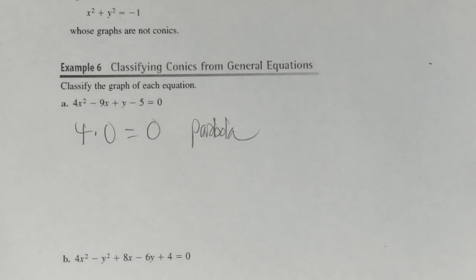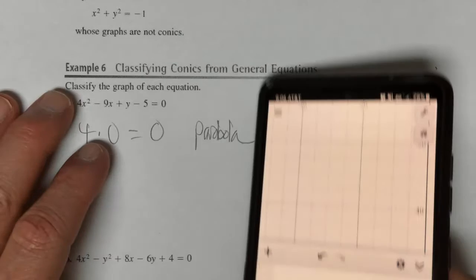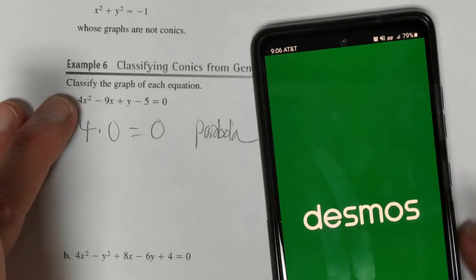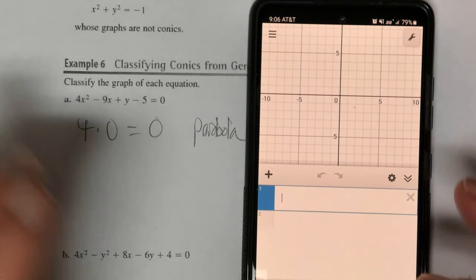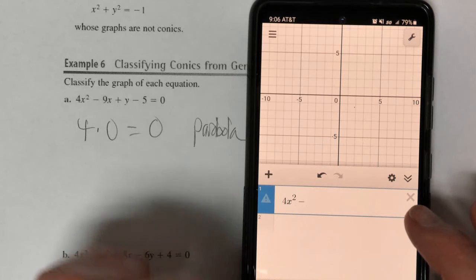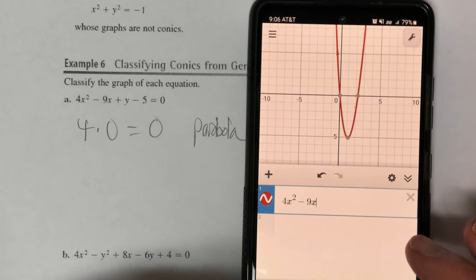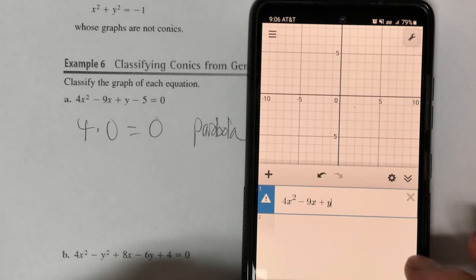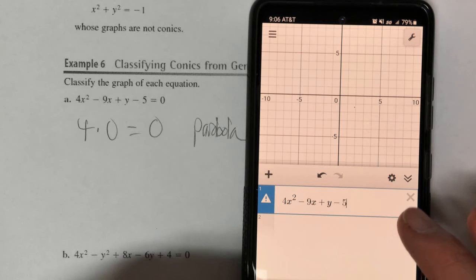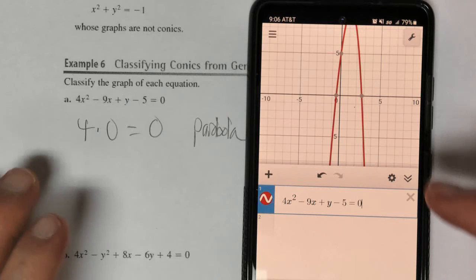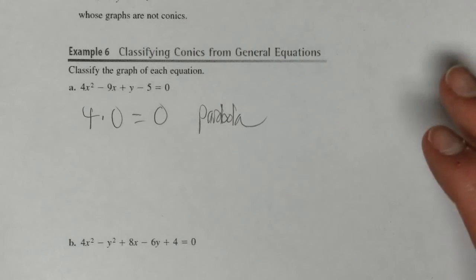You can use Desmos to double check really quickly to see if that indeed is true. Let's pull up our Desmos calculator. Remember, Desmos will take it just like this: 4x squared minus 9x plus y minus 5 equals 0. And then we can see that we have ourselves a parabola. That's another way to double check to make sure that you've done it correctly.